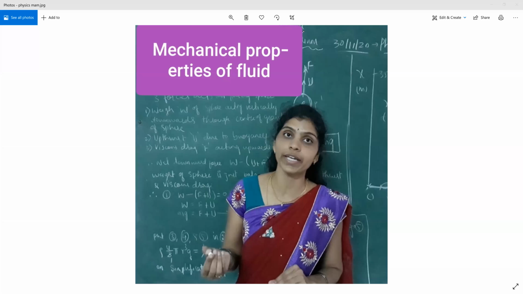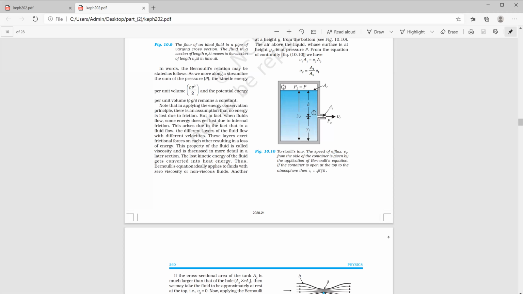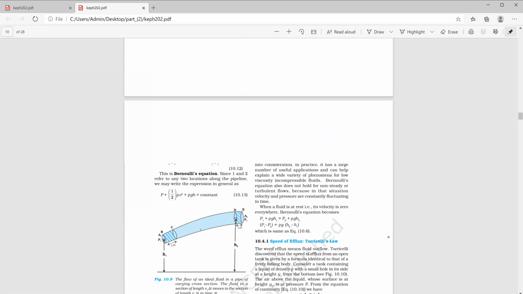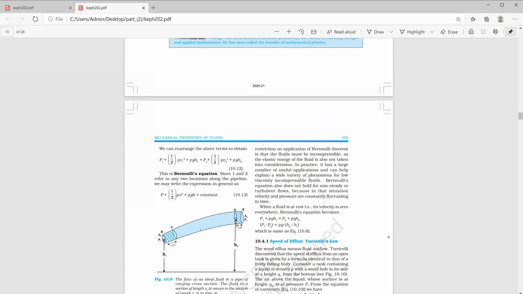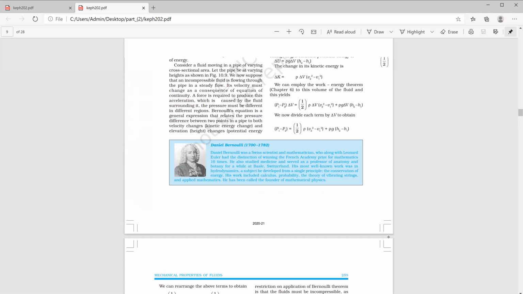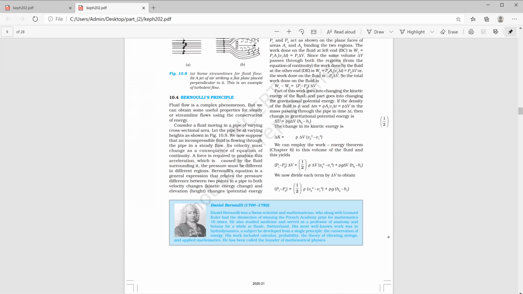Okay, so today we are going to discuss applications of Bernoulli's principle. In the last class, we discussed how the Bernoulli's principle equation came. Today in this class, we shall discuss some of the applications of Bernoulli's principle.